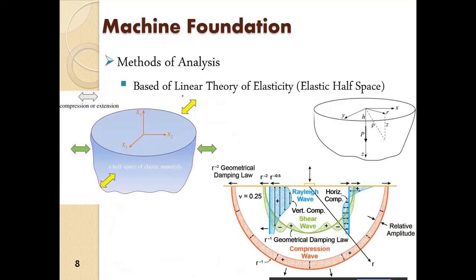The second method is based on the linear theory of elasticity, that is, the elastic half space. So the soil is thought of as composed of an elastic half space. This is the surface of the soil, and on top of it we have the machine foundation. The soil extends in the x, y and negative z direction, downward, to infinite lengths. That is the elastic half space. We will definitely come to that if time permits afterwards.